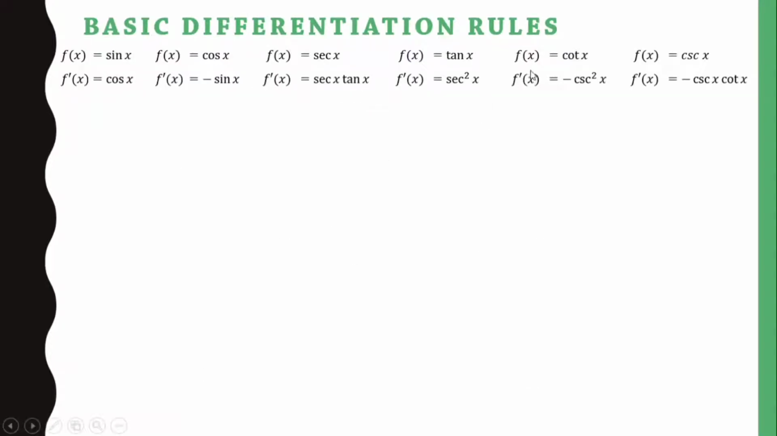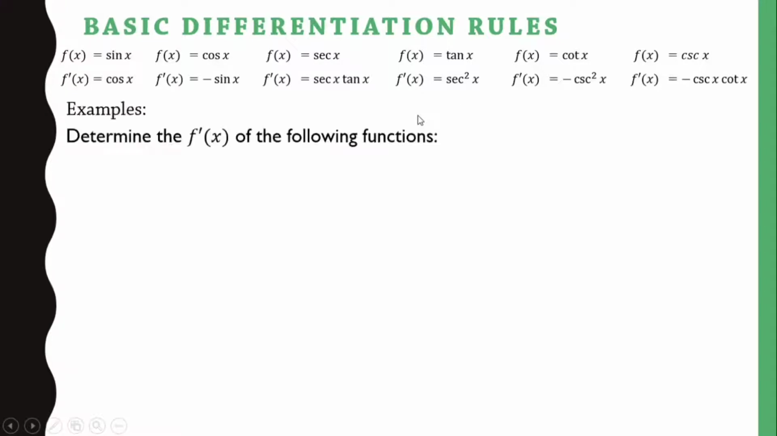Here above, we have the various derivatives of our given functions. We are going to determine the f prime, or the derivative, of the following functions. First example, we will get the derivative of f of x equals sine x plus cosine x. Take note, our basic differentiation rules still apply. Since this is plus, we will be using the sum rule.